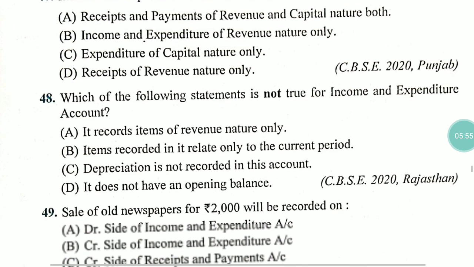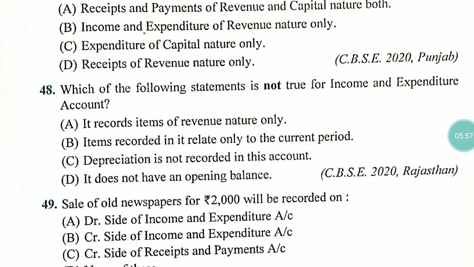So the next question is: which of the following statements is not true for the income expenditure account? इनमें से कौन सा income expenditure account के लिए true नहीं है? The options are: it records items of the revenue nature only, items recorded are related only to the current period, depreciation is not recorded in this account. Always remember that depreciation is not recorded in this account.